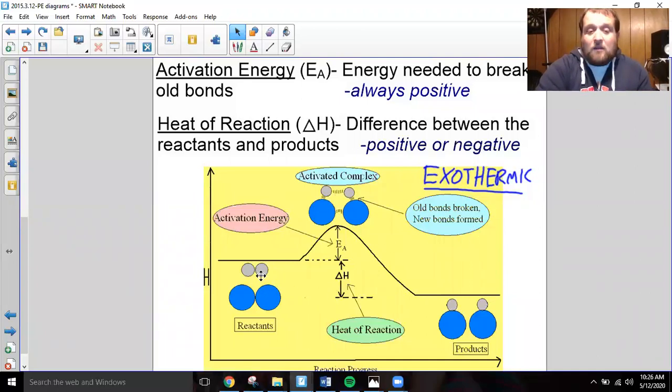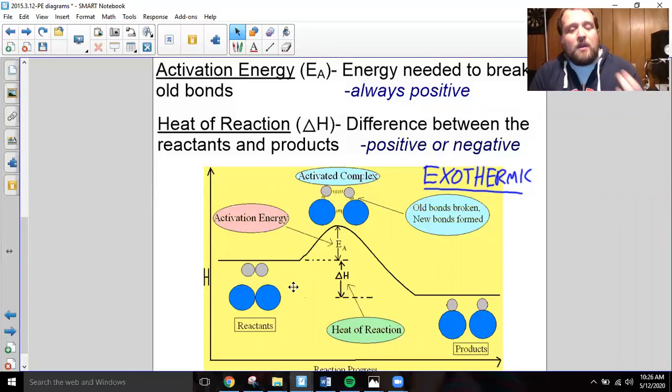If instead the products had more energy than the reactants, then it would be endothermic because it would have been gaining energy. And whether it's endothermic or exothermic, it's always going to have a hump in the middle because you have to add energy to break the old bonds. And then as the new bonds are formed, that releases energy. And in this case, it releases more energy than we put in to make it.